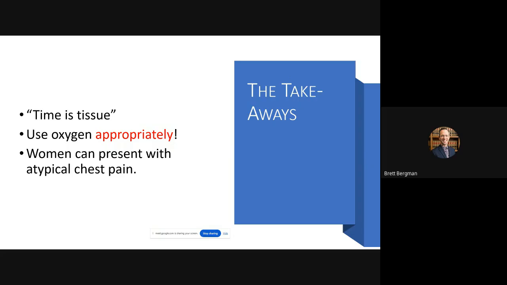The other big takeaway, and OEC 6 talks about this quite a bit, and I think it's one of the shifts that we've had over time in the pre-hospital environment, is to use oxygen appropriately. If the patient is hypoxic and they have one of these conditions, then yes, absolutely, administer oxygen. But if that patient has a normal oxygen saturation, we don't want to just be giving them oxygen to give them oxygen.